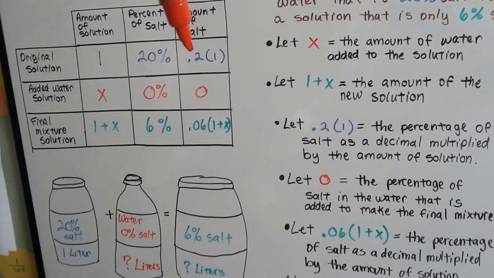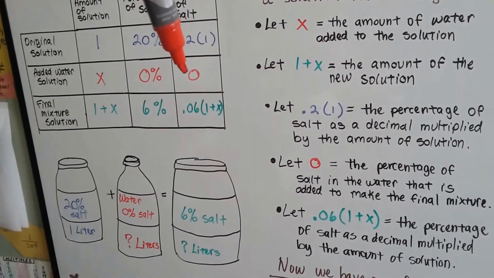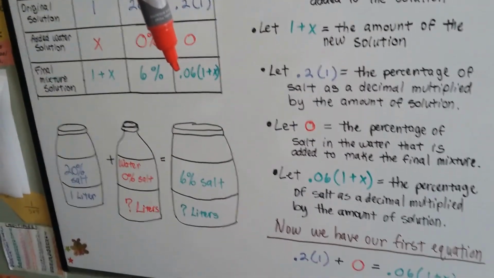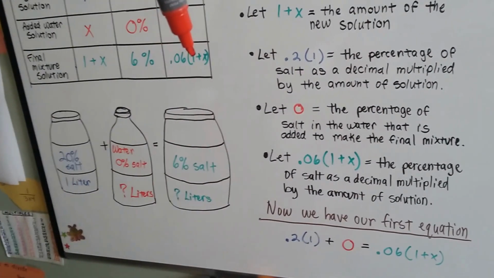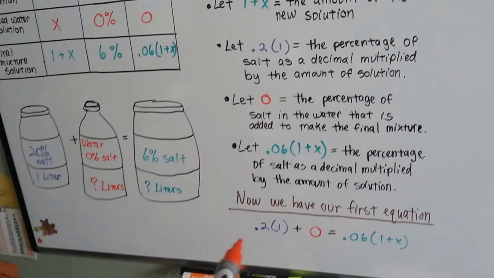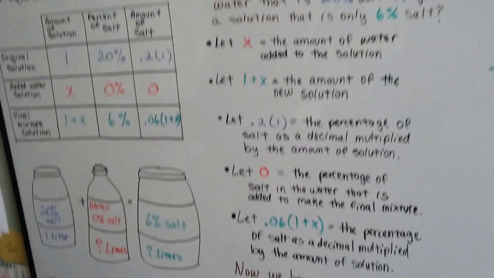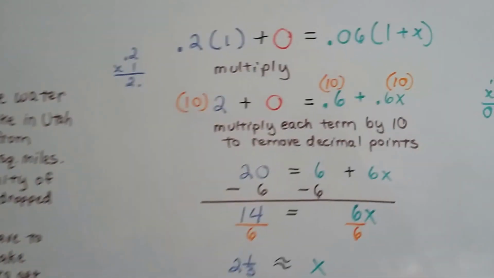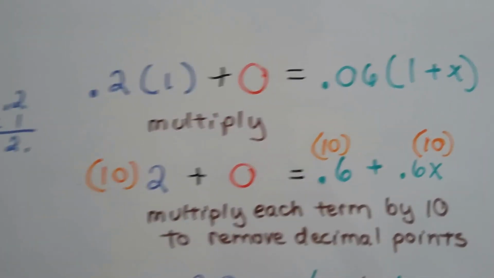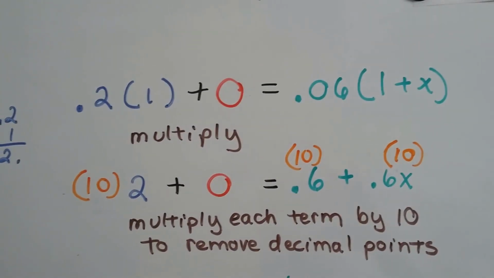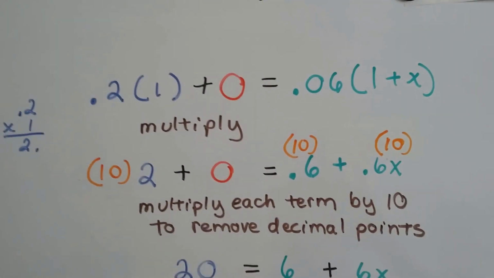And then here's our equation. 0.2 times 1 plus 0 is going to equal 0.06 times 1 plus X. That's going to be our first equation. So here's our equation: 0.2 times 1 plus 0 equals 0.06 times 1 plus X.